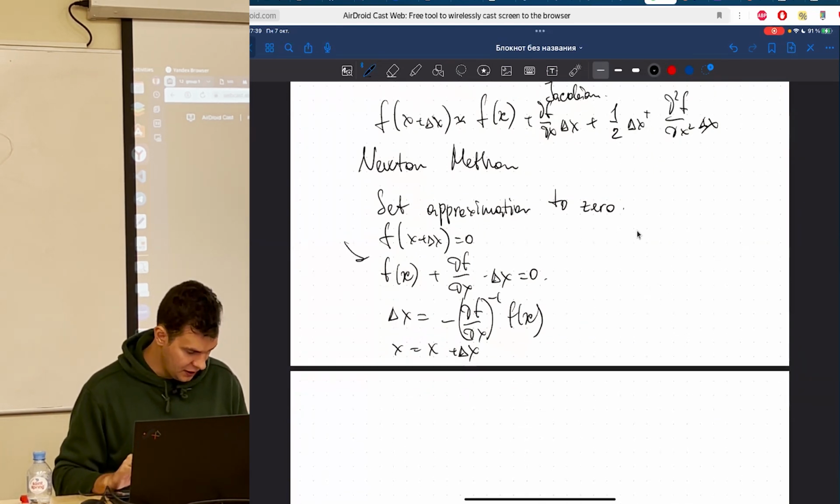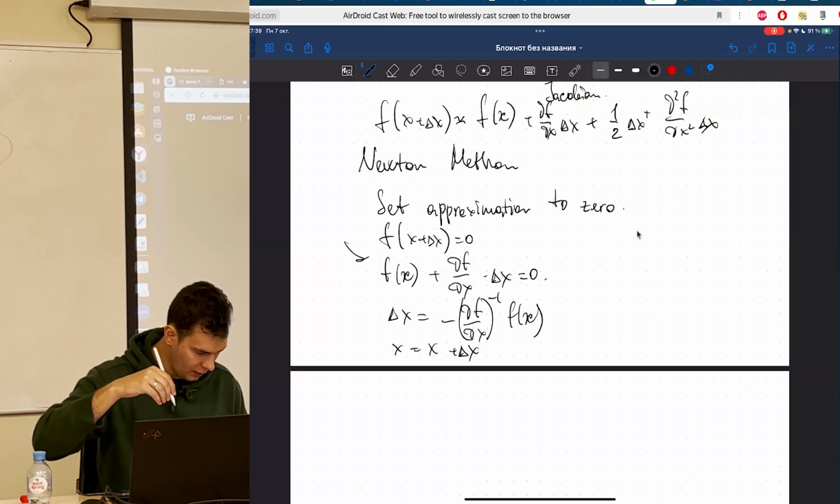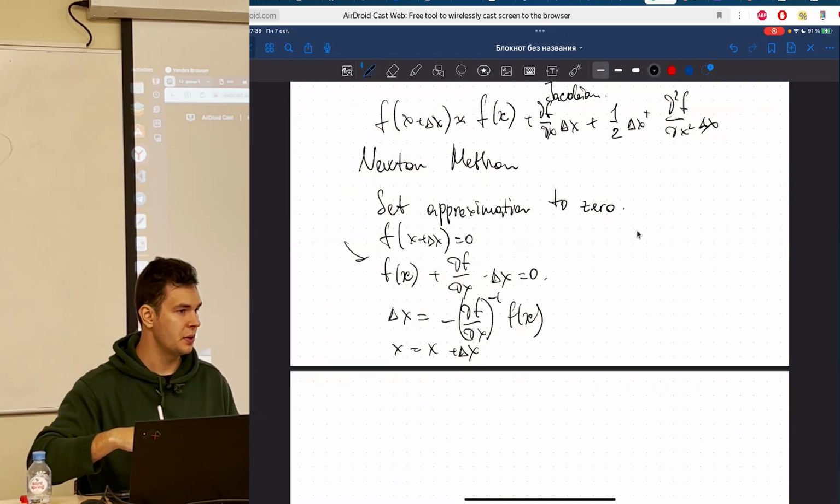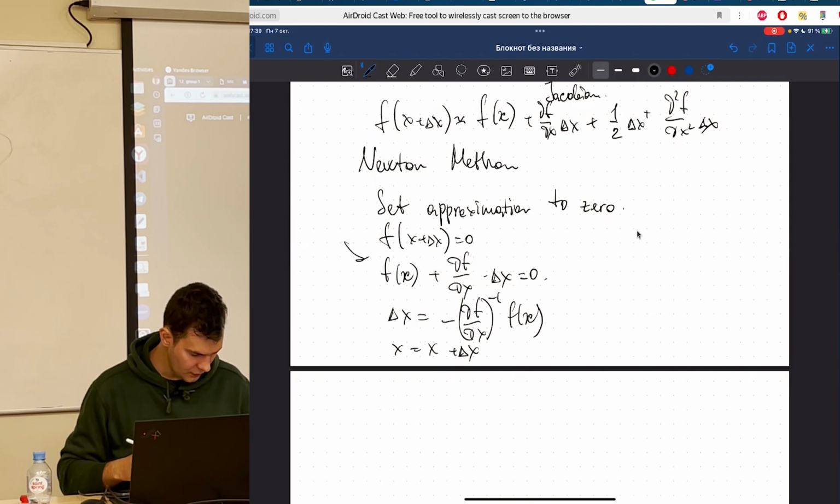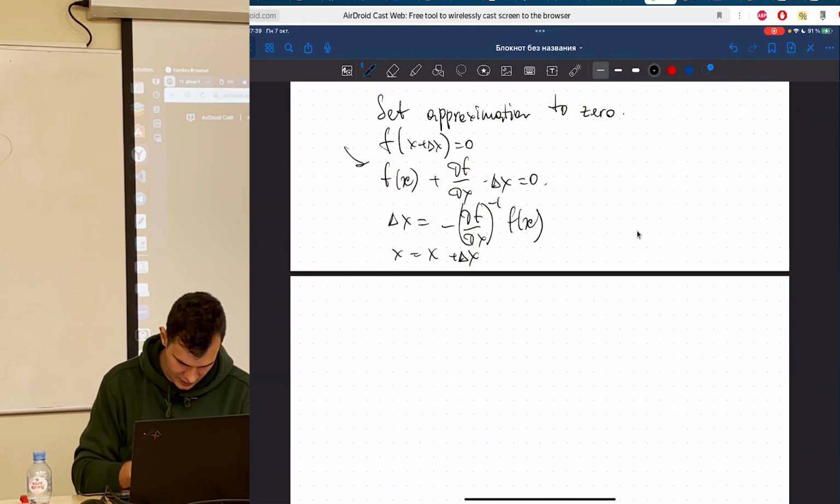What will be f here? So here you can put the backward Euler, for example, the equation for the backward Euler, and it will look the following. So, example.